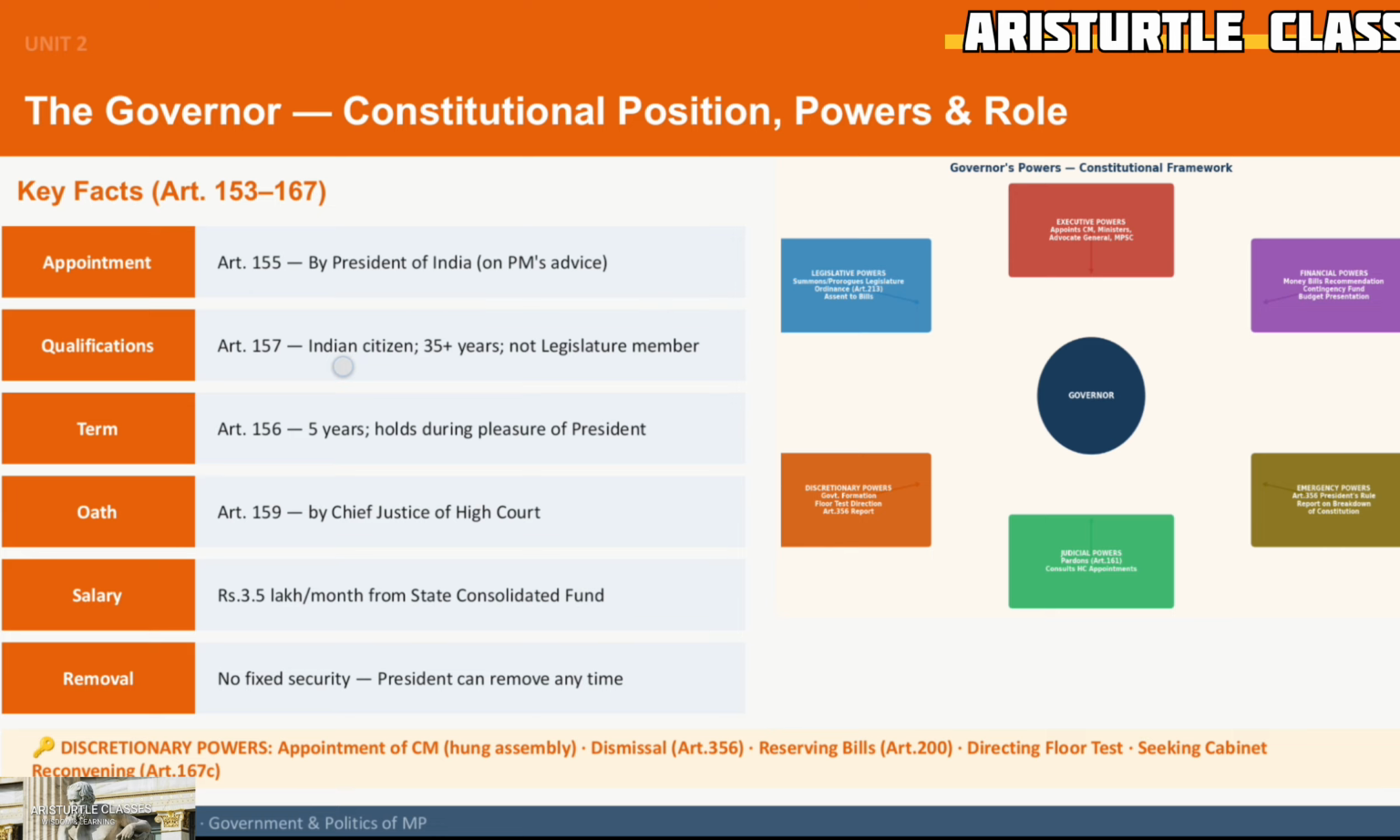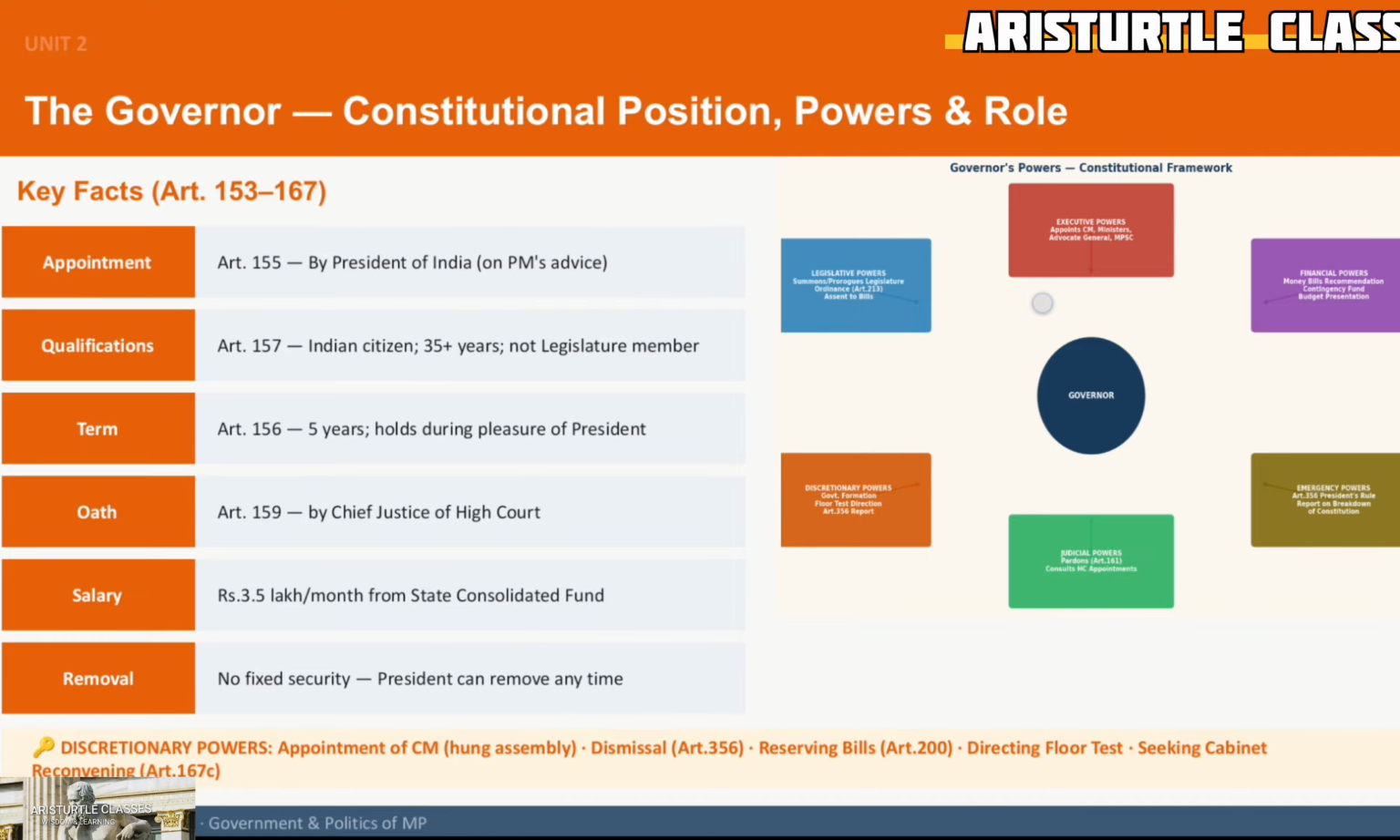That's why sometimes he is known as the agent of the center at the state. There are only two criteria to become governor. One must be an Indian citizen above the age of 35 years, and he should not be a legislature member or hold any office of profit. It is a convention that generally a governor enjoys a tenure of 5 years, but actually he holds office during the pleasure of the president. The governor takes oath in the presence of the Chief Justice of the High Court of the respective state. These are some of the points.